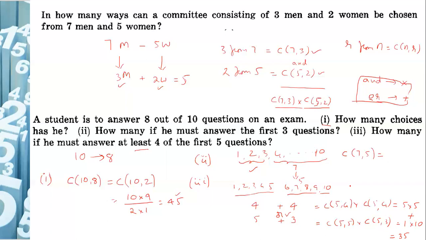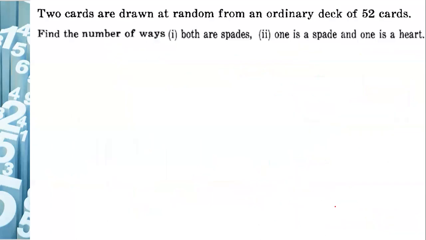Just concentrate on this once again and go through it carefully. So this is the last combination. Now, just card problems. 2 cards are drawn at random from a pack of 52 cards, right? Find the number of ways where both are spades.